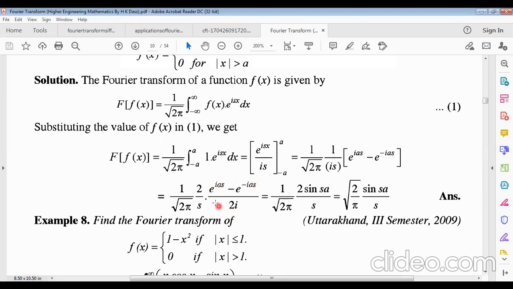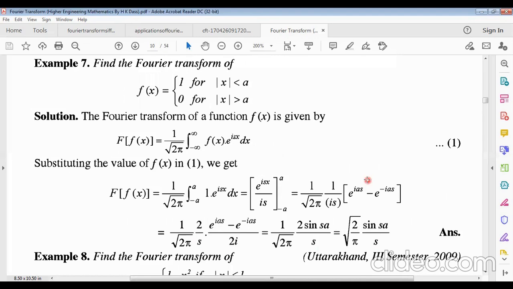In complex numbers, we have studied about this. Sin x equals e to the power ix minus e to the power minus ix divided by 2i. This is the formula of sin x. So we get this result. This is actually the Fourier transform of this.